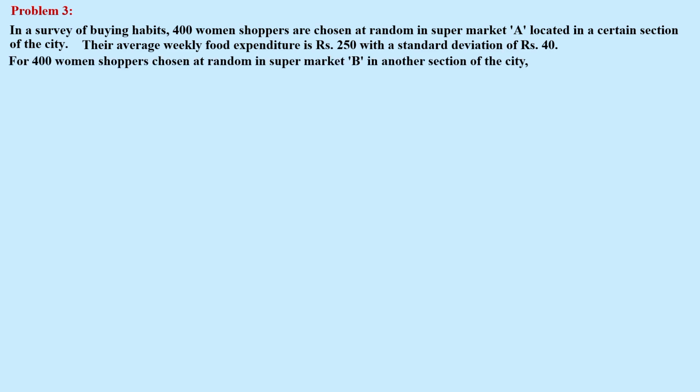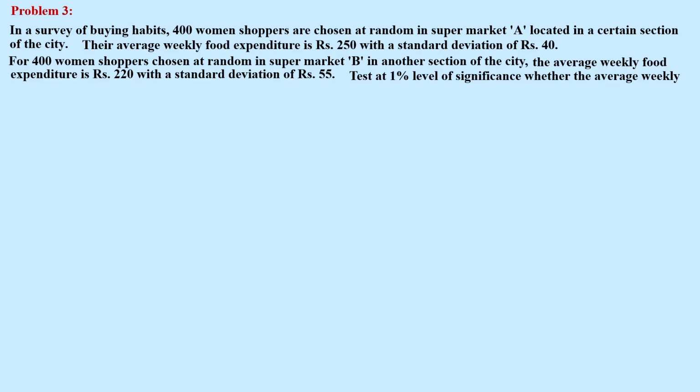For 400 women shoppers chosen at random in a supermarket B in another section of the city, the average weekly food expenditure is rupees 220 with standard deviation rupees 55. Test at 1% level of significance whether the average weekly food expenditure of the two populations of shoppers are equal.